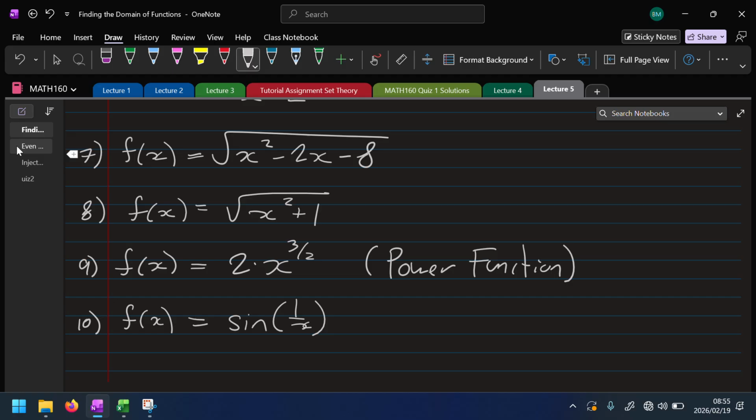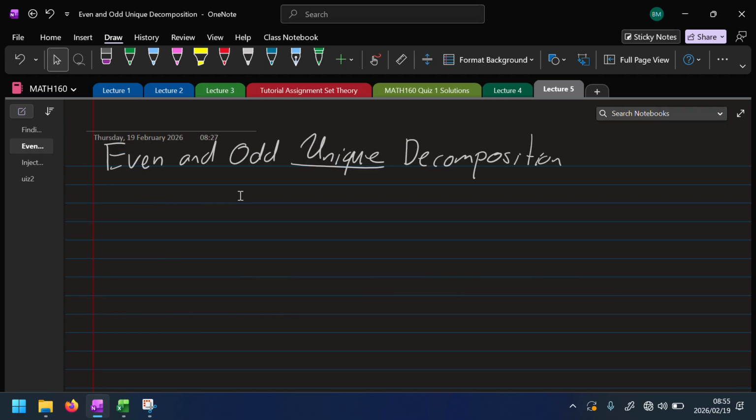Okay, let's move on. So yesterday we did the even and odd decomposition. We proved the first part of the theorem to say that it could be decomposed. And then the second part of the theorem, the fact that it's unique, I left that for homework. So let's finish that up. We want to show that the decomposition is unique.